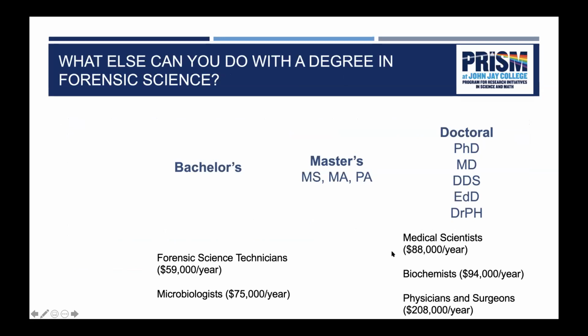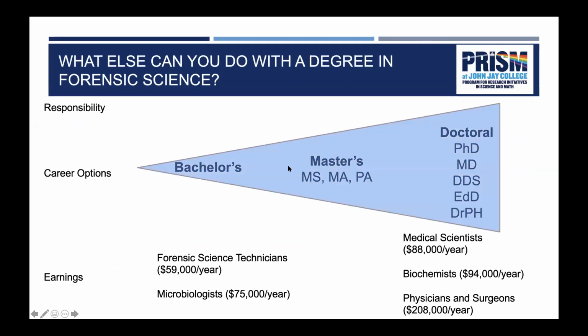So what else can you do with a degree in forensic science? You can get a master's, you could get a doctoral degree, but something you should know is that if you decide to keep studying after your bachelor's, you will not only get more responsibility as you get a higher degree or a terminal degree, your earnings will also go up. For a forensic scientist or science technician, you would get about $59,000 a year, whereas for a microbiologist, you would make about $75,000 a year, which is a lot of money.